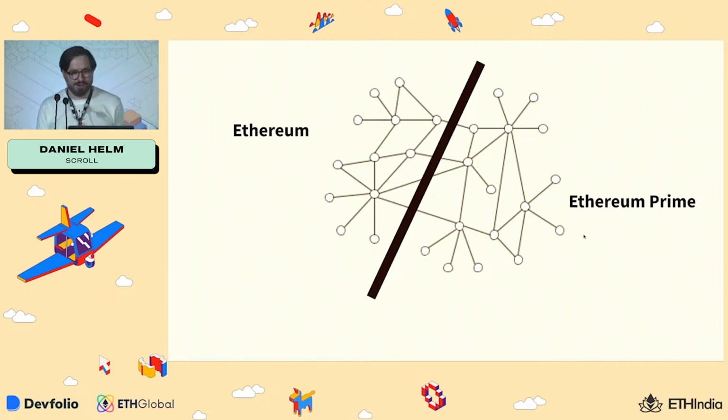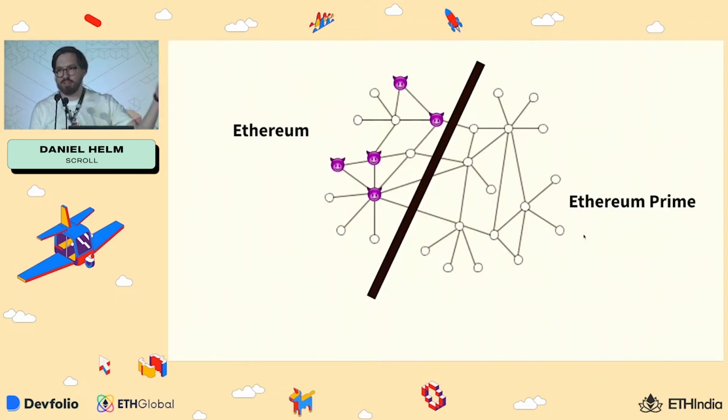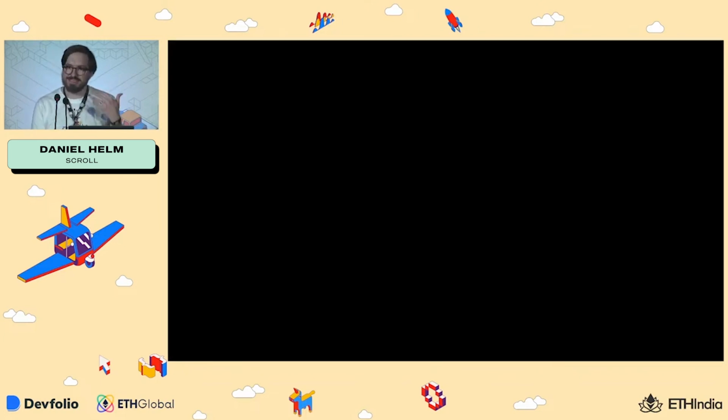But there's an issue here too, right? Now we have half as many validators putting up stake, half as much security there, not to mention we have to figure out how to bridge the gap of this black line, which is a non-trivial problem. And this is the idea of maybe the multi-chain ecosystems. They sacrifice on security, they maintain their decentralization, and they scale this way, but it's still not ideal. So part 2 of this story is when we come in and save the day with L2s and rollups.